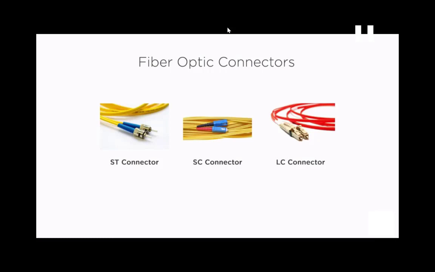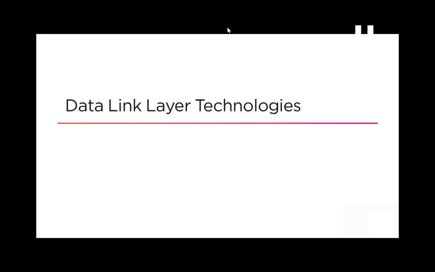Now the third one is called the LC connector. LC is very small in size. It is also square, but its size is very small, and it is easily pluggable. I am using this connector within my data center. For example, I connect my switches to other switches with the help of the LC connector. I also use it to connect my SAN, storage area network, with my servers. So these are the most important types of connectors used in fiber optics.